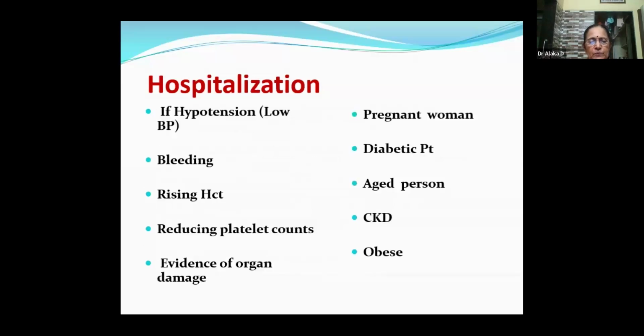If there is hypotension, low BP, if there are signs of bleeding, not petechiae but bleeding in the organs, if the hematocrit is rising, if the platelet count continues to reduce, these are the patients we must admit. Pregnant women, diabetic patients, aged persons, chronic kidney disease, and obese people also need hospitalization in case of dengue, because they can turn critical at any stage.